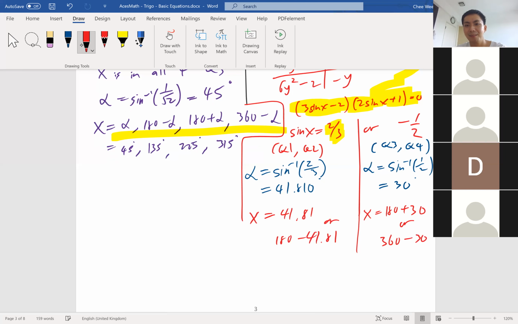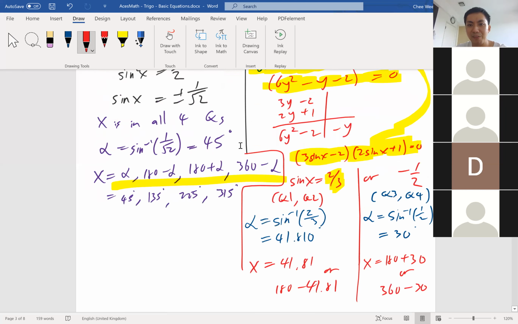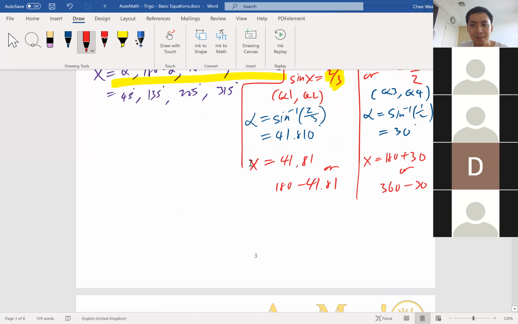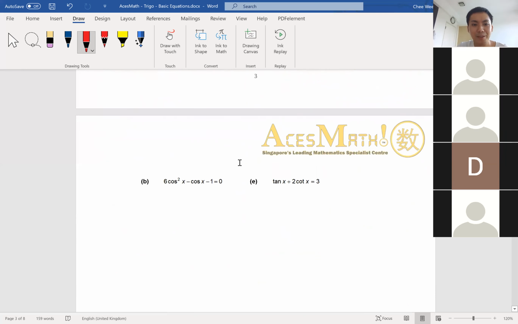Understand now? So this part of the quadratic is something that you need to get used to. It's just exposure for you. Pavan, you will do this one.